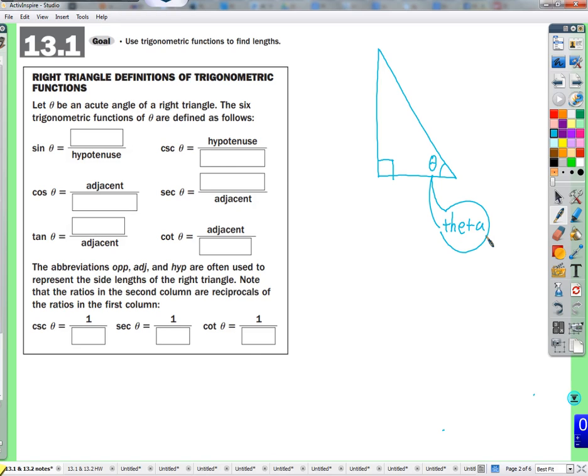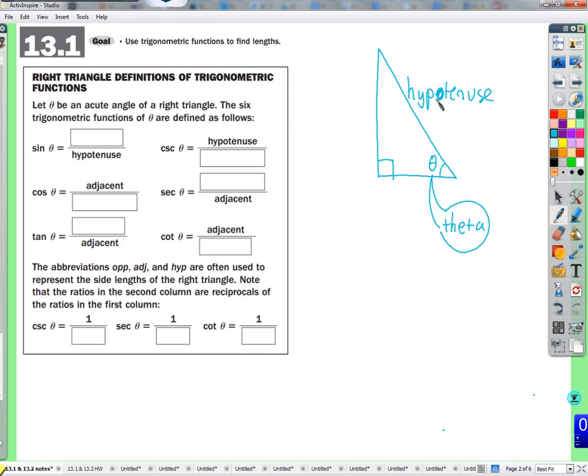Okay, good so far? All right, so these sides have special names. Actually, one of them has a very special name that is always the same, and that's this side. It's this side called the hypotenuse. Okay. Hypotenuse. So the longest side is across from the biggest angle in any triangle. That's what the hypotenuse will be.